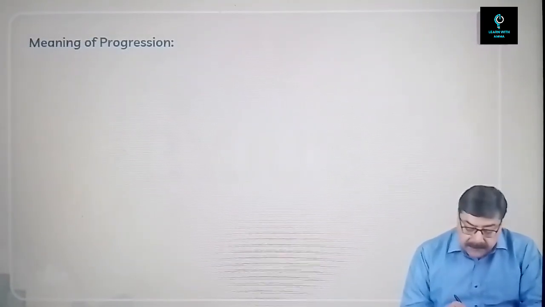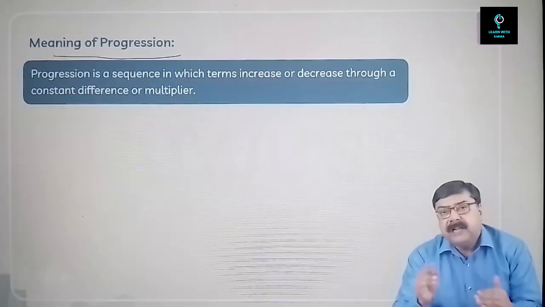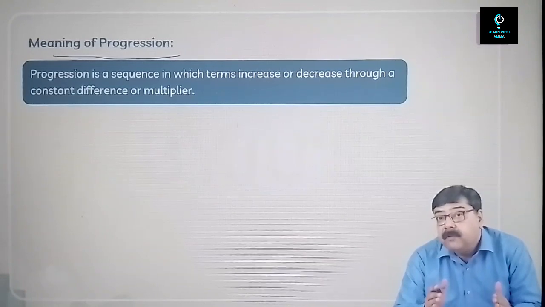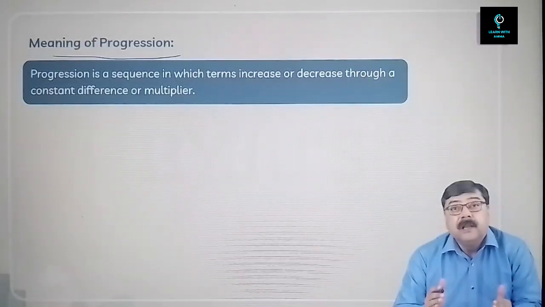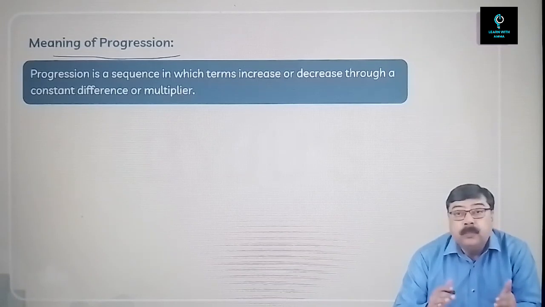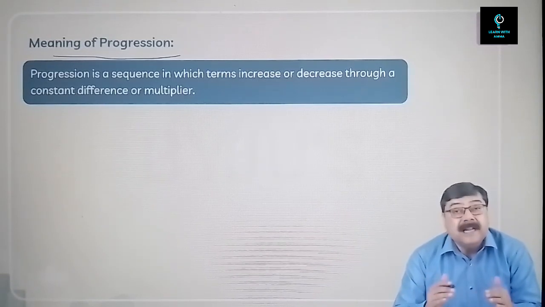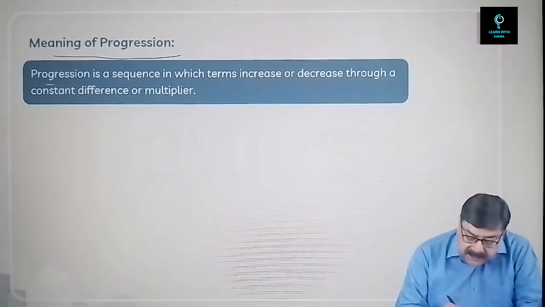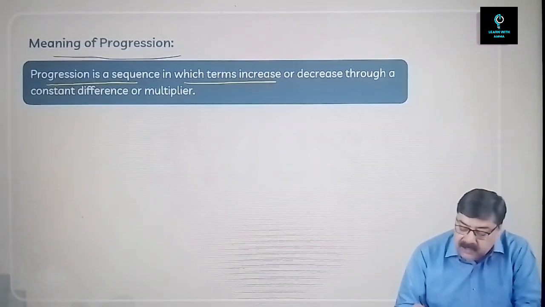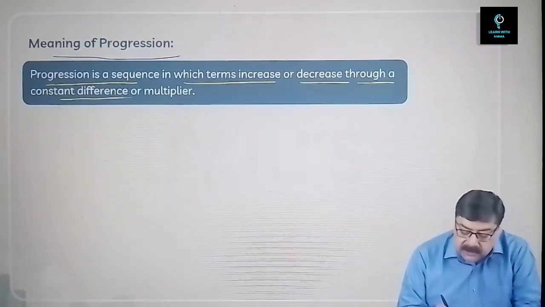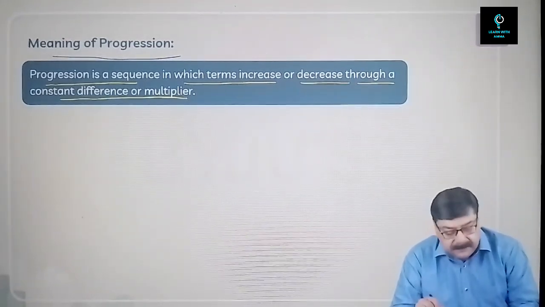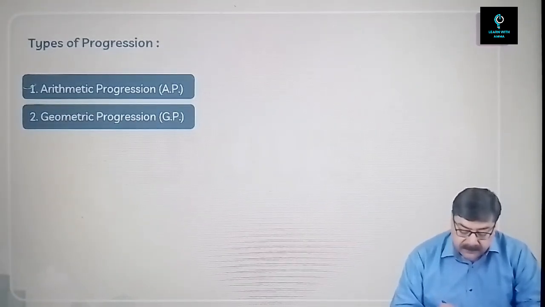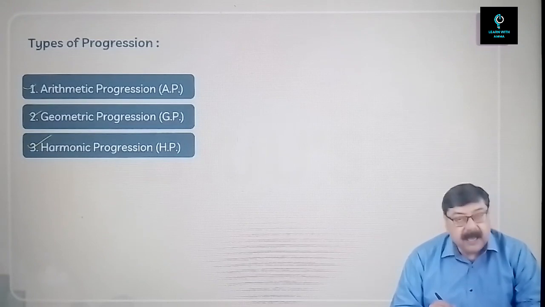Alright, first of all, let us know the meaning of progression. If we take the literal meaning of this word, it would mean to progress in ascending order. It could be in descending order as well. Now, progression is a sequence in which terms increase or decrease through a constant difference or a multiplier. The types of progressions are arithmetic progression, geometric progression, and harmonic progression.